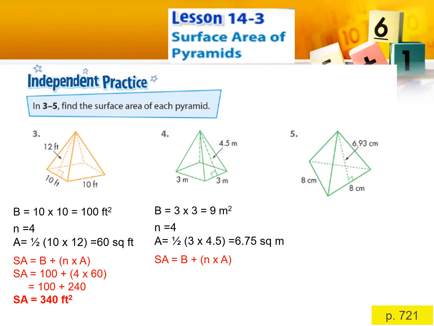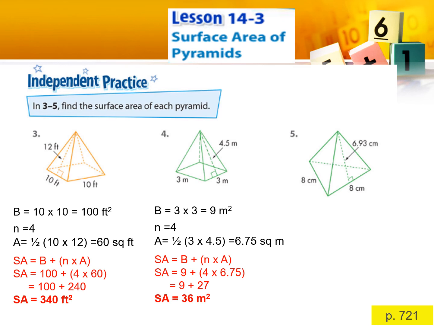So let's use now the formula SA equals B plus open parenthesis N times A close parenthesis. Again, B is the area of the base, N is the number of faces, and A is the area of one triangle. So we have 9 as the value of B plus 4, the value of N, times 6.75, the value of A. So after multiplying 4 times 6.75, you will get 27 plus 9. So the surface area of given number 4 is, you're right, 36 square meters.